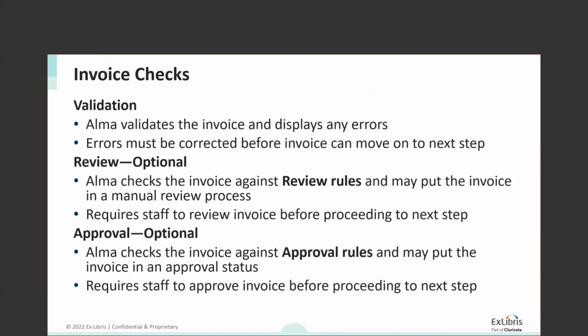Remember, if Alma can't do this itself, Alma will throw an invoice into review. But you could have a manual review option. You just set the qualifiers up against review rules. It does require staff to open it up and review the invoice before proceeding to the next step. You might have an approval workflow, maybe if something's over a certain dollar amount or from specific vendors. So you can configure approval rules, which may put the invoice into an approval status. Again, this requires a staff member to approve an invoice before proceeding to the next step.